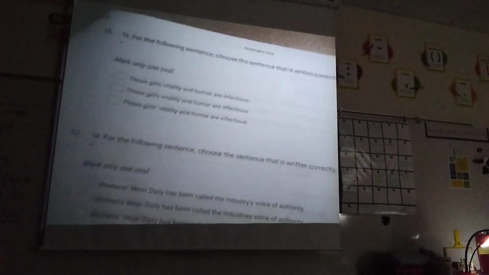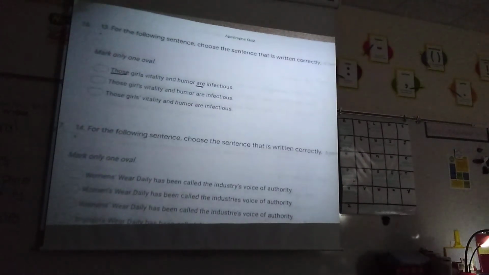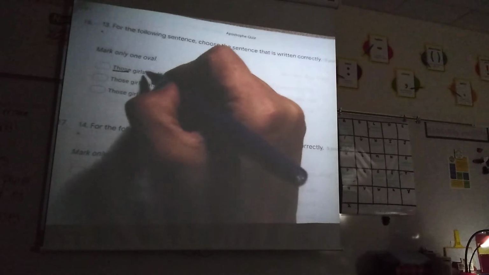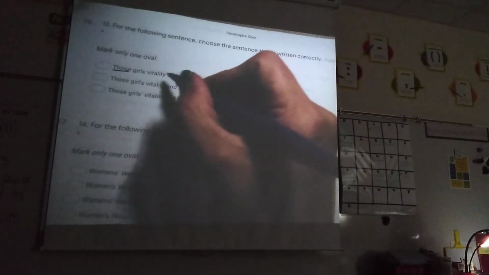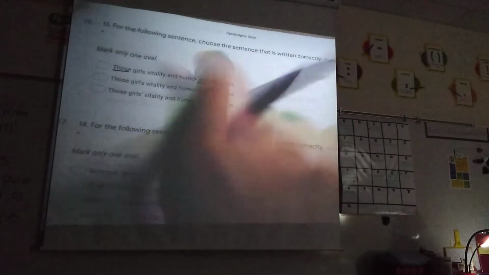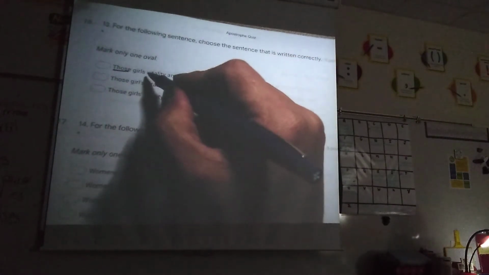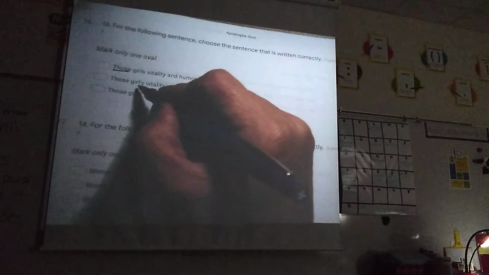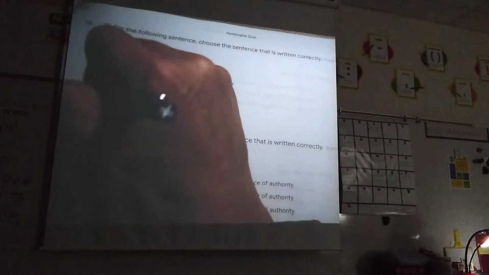Number 13. Those girls' vitality and humor are infectious. So the words those and are both indicate that we're talking about multiple girls. So this shows plural. So we are talking about more than one girl. But now we're talking specifically about the girls' personality and their humor, and that they are infectious. So we wouldn't just say the girls were given possession to them. This shows possession to one girl. We have multiple girls. So we're left with the S apostrophe showing possession of multiple girls.